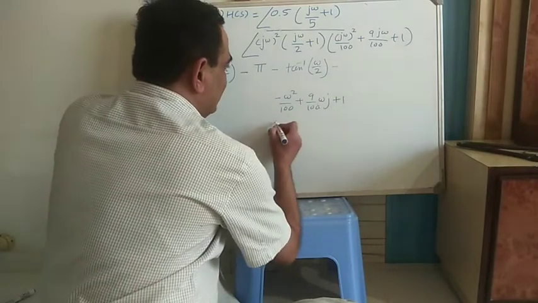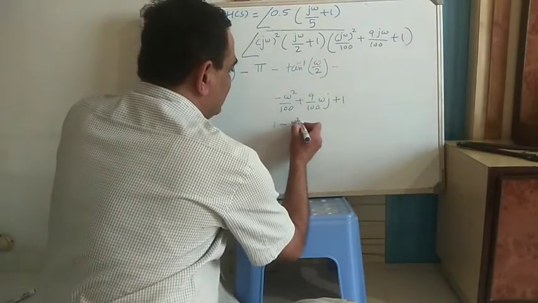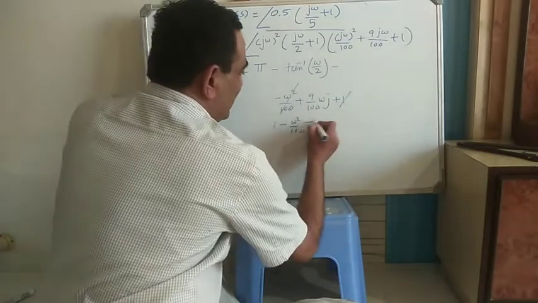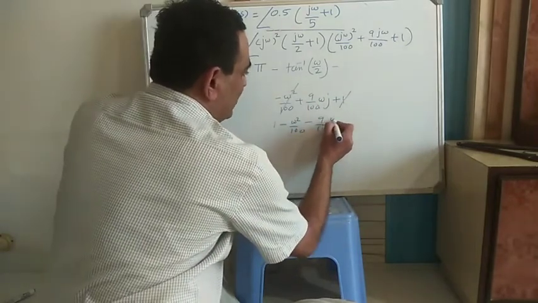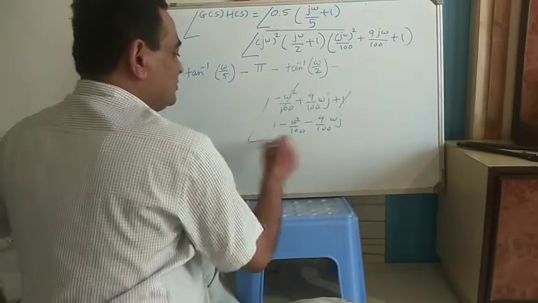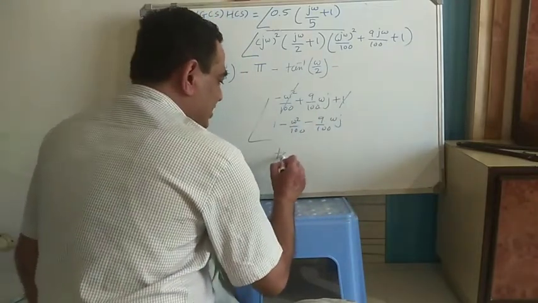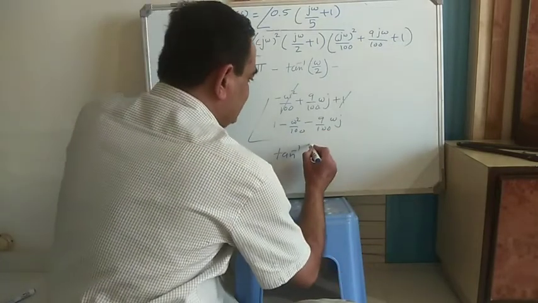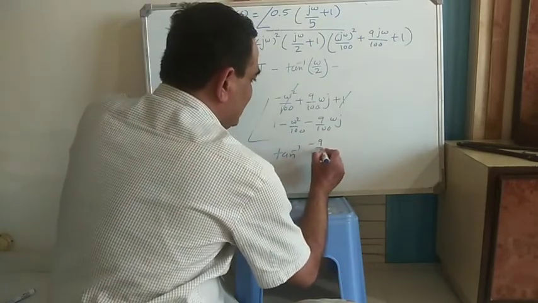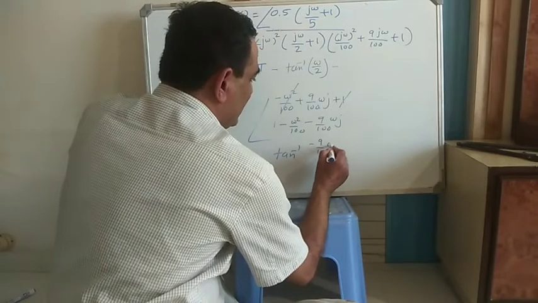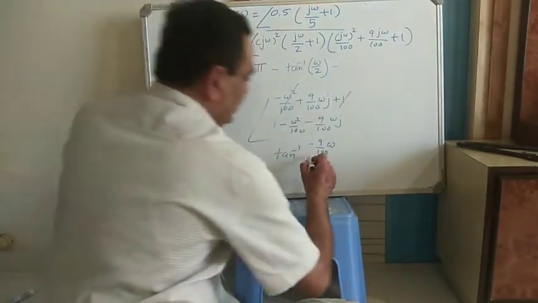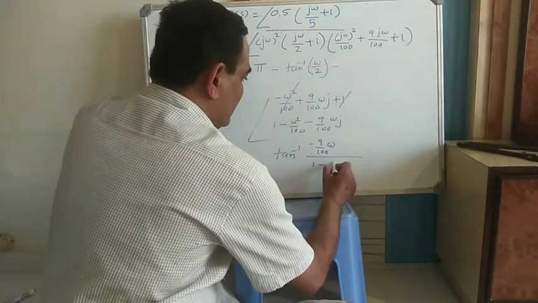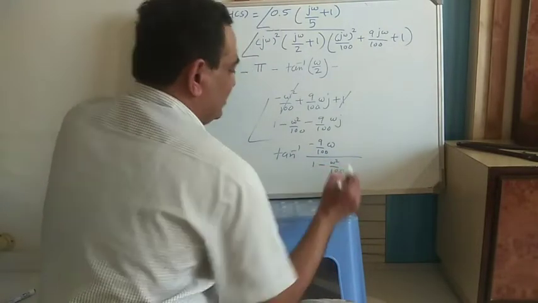The real part is 1 minus omega square by 100, and the imaginary part is minus 9 by 100 omega j. So what is the phase of this? Phase is nothing but tan inverse of the imaginary part divided by the real part: minus 9 by 100 omega divided by 1 minus omega square by 100.